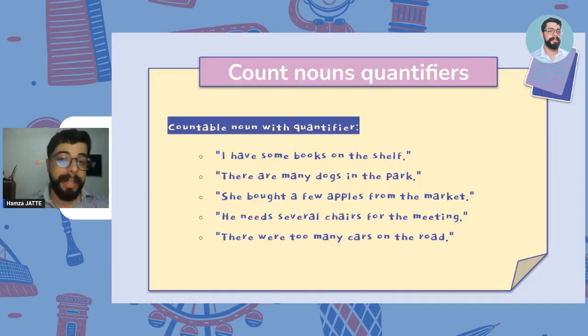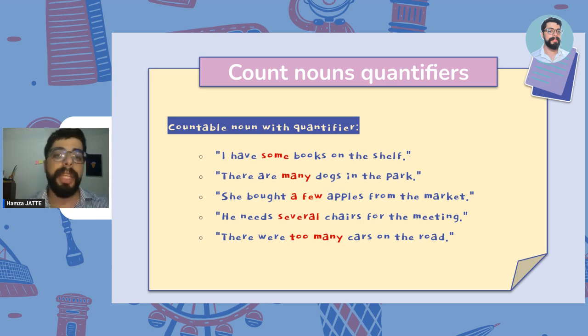We will see that through some examples. So let's read the examples together. You can pause the video, try to identify the quantifiers that we have in the sentences, and then play the video because I'm going to go directly into it. I have some books on the shelf. There are many dogs in the park. She bought a few apples from the market. He needs several chairs for the meeting, and there are too many cars on the road.